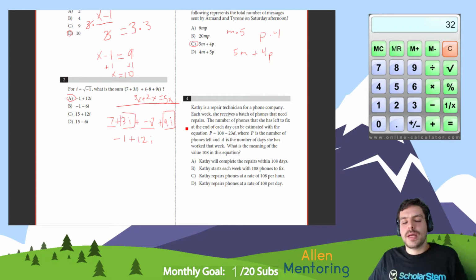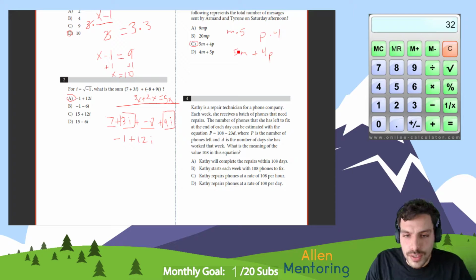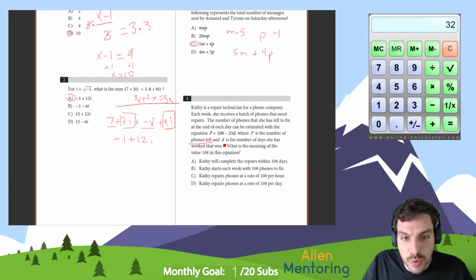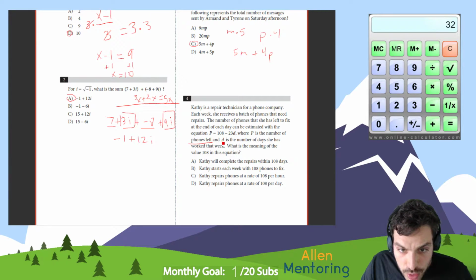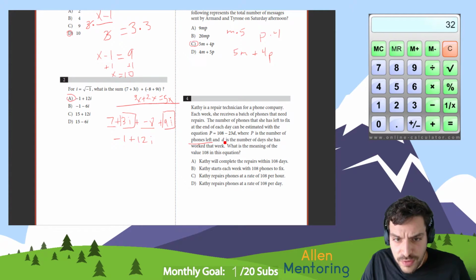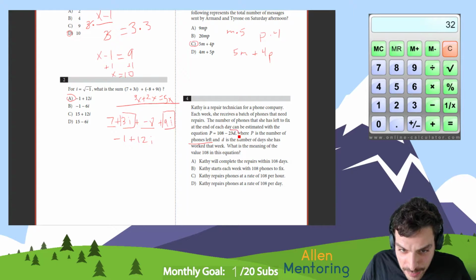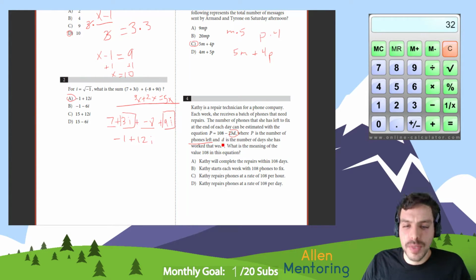Okay, so let's think about that. P is the number of phones left, so the number of phones remaining. And D is the number of days she's worked that week. So her job is to fix phones. So what would 108 be? If P is how many phones are left, and we're subtracting all the phones that she's fixing per day, what do you think 108 would be?